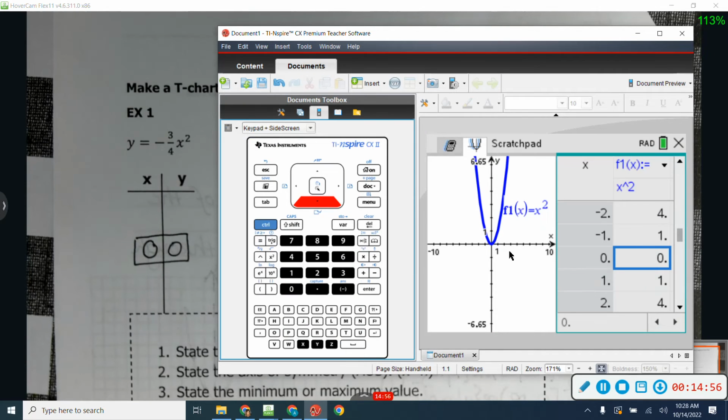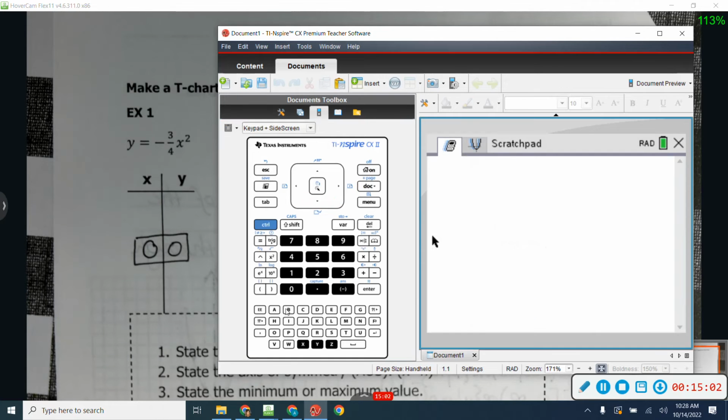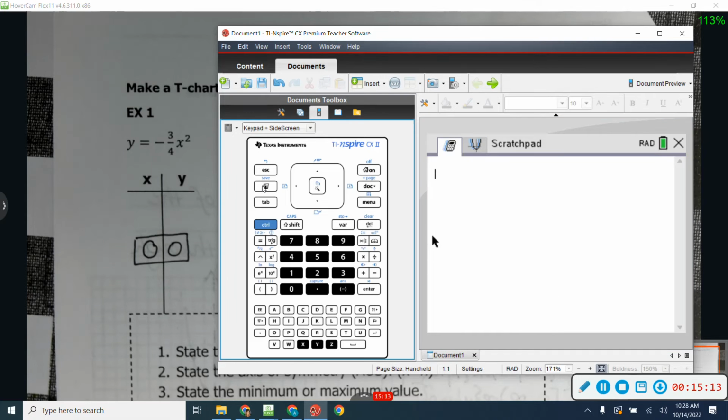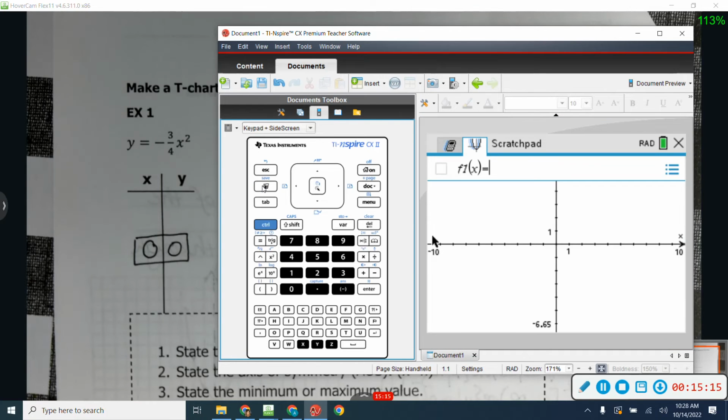I still have my graph and my table up. The easiest and fewest buttons you could press is just doc B. So doc B. How we clear it, just clear it every time and start back from scratch. So doc and then letter B. And then hit that calculator button one more time. Get you back to your graph.